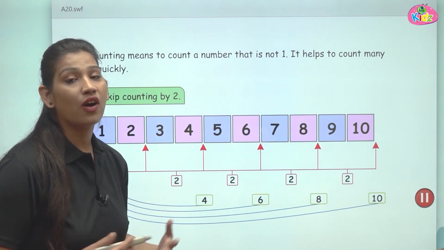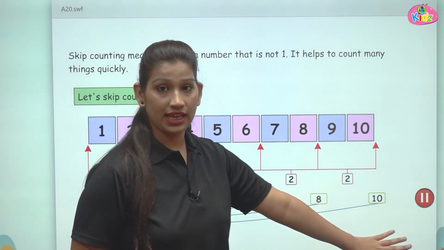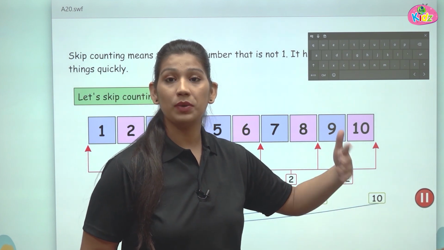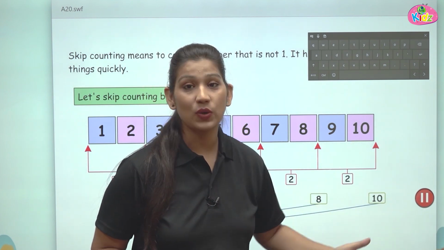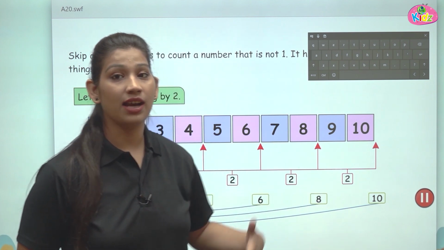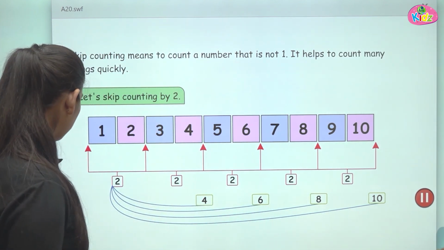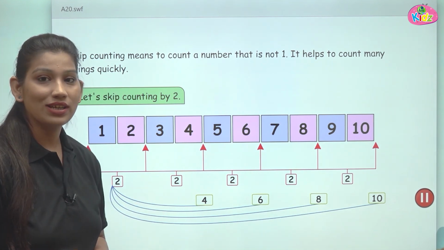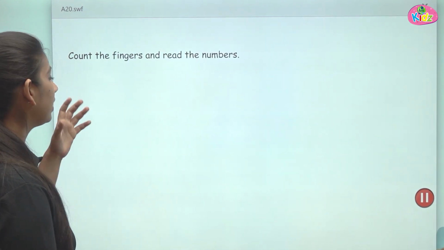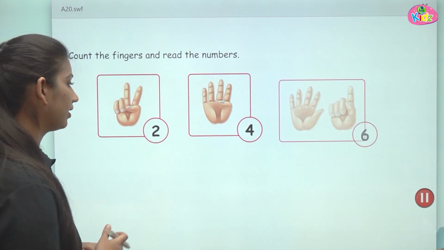You can also count forward after 10, like 10, then we will skip 11 and come to 12. We will skip 13 and come to 14. You just have to skip the numbers in between. Let us move forward and understand the concept by counting the fingers and reading the numbers.